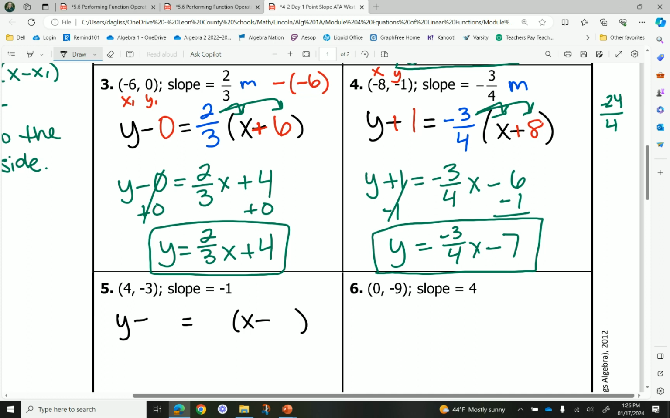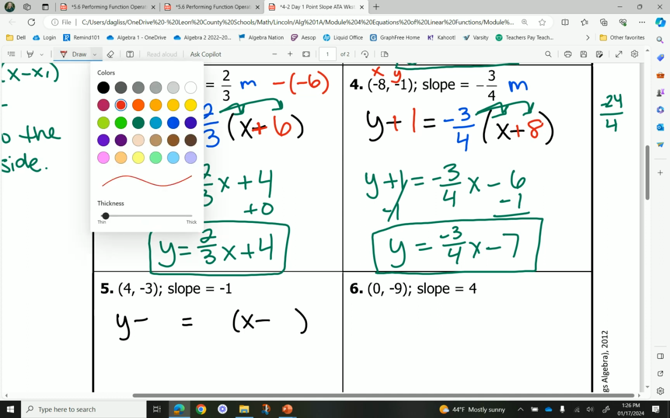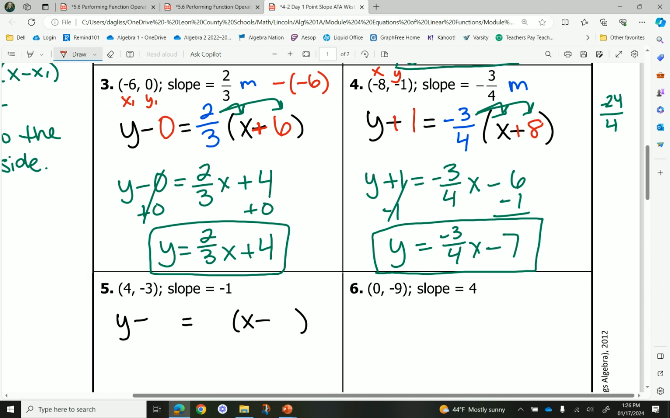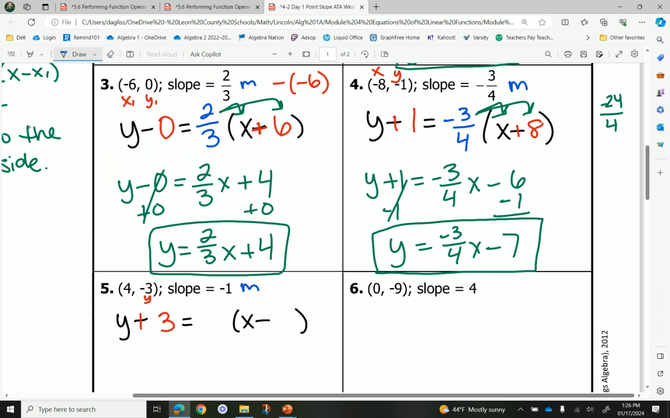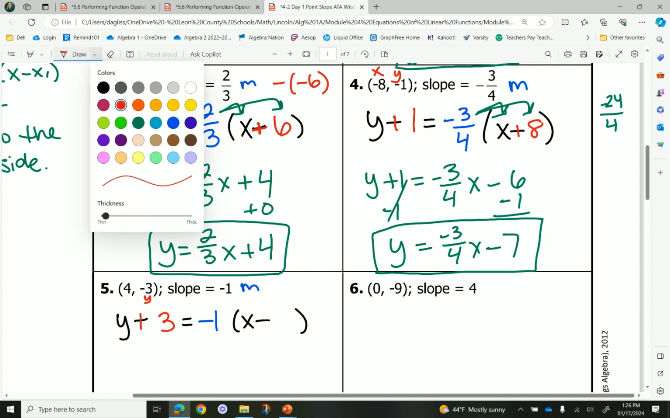Alright, I have been given the point of negative 3, and I have been given the slope of negative 1. So what am I going to put first? Y minus what? Y minus negative 3, which gives me y plus 3. Equals negative 1. Yep, that's where my slope is going to go. And then we're going to end our equation with x minus 4.